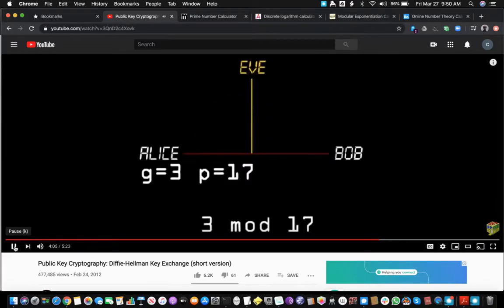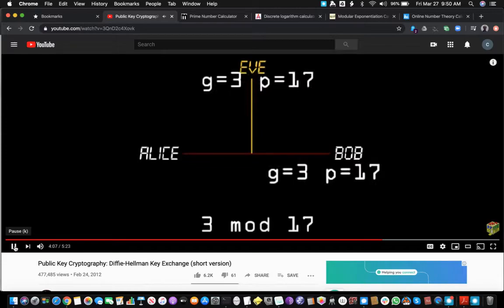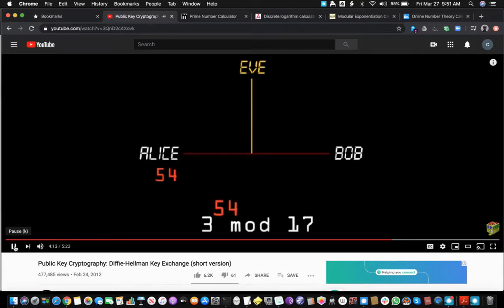First, Alice and Bob publicly agree on a prime modulus and a generator, for example 17 and 3. Then Alice selects a private random number, say 54, and calculates 3 to the power 54 mod 17 and sends this result publicly to Bob. Then Bob selects his private random number, say 24, and calculates 3 to the power 24 mod 17, and sends this result publicly to Alice.